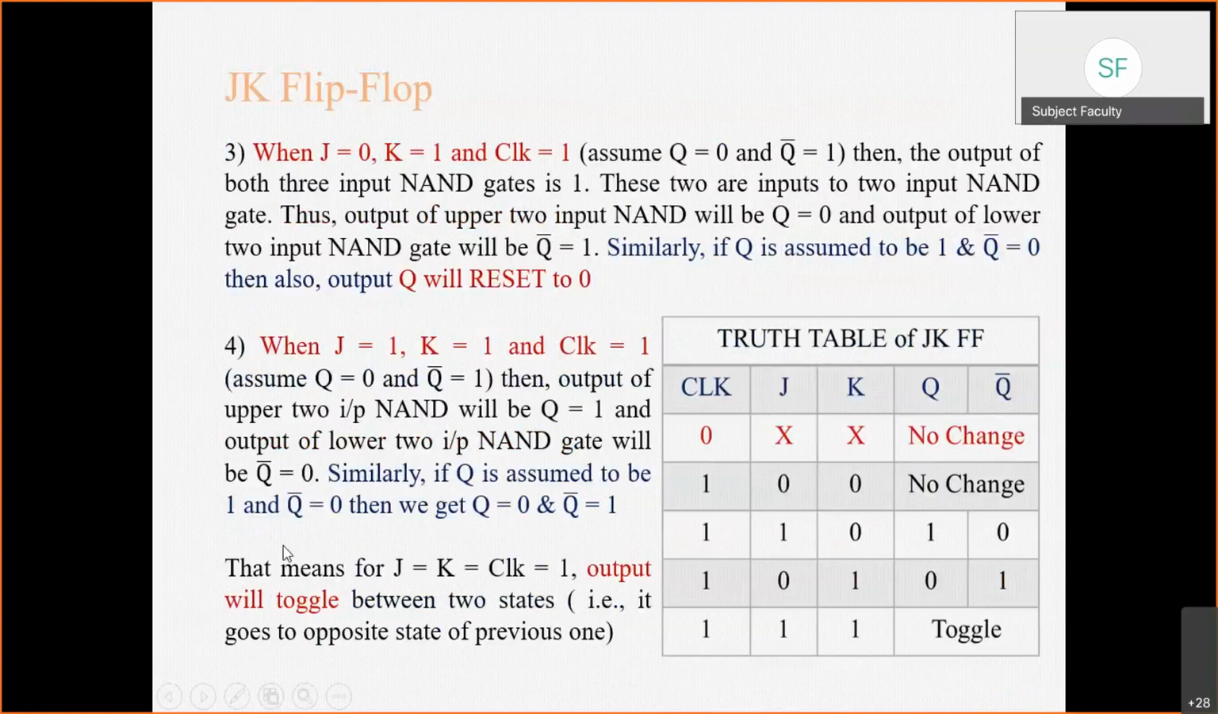I hope you have understood this particular thing. Okay. So I am just reading this particular point for you. That means for J equals K equals CLK equals 1, that means when all three are equal to 1, the output will toggle between two states. That is, it goes to the opposite state of the previous one. Right? So I hope you have understood this particular point.